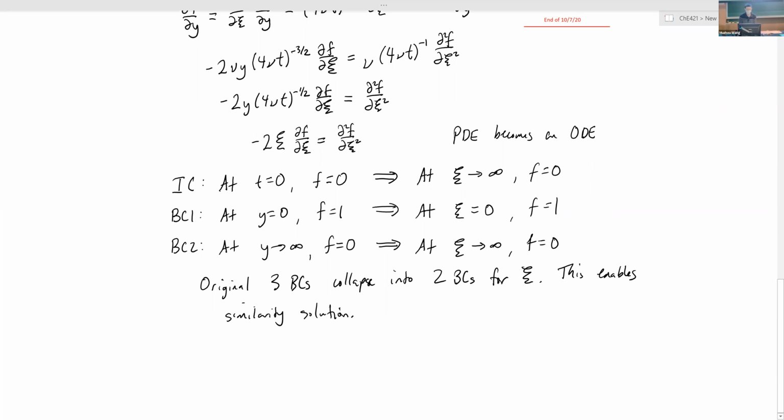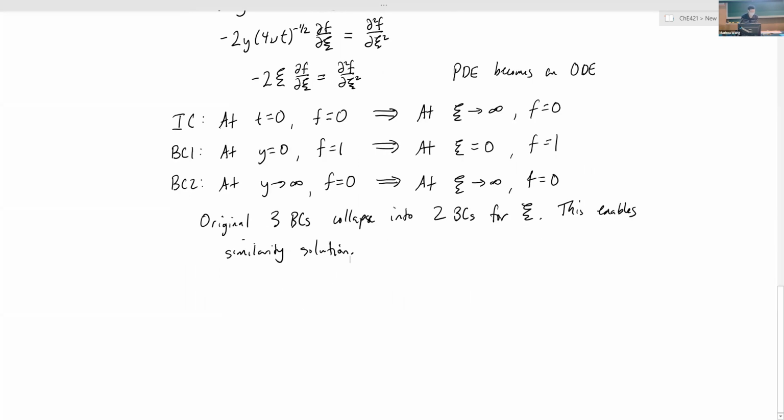Okay, and so now, given our differential equation and two boundary conditions, we can actually solve this equation now, right? And so let's go ahead and solve that.